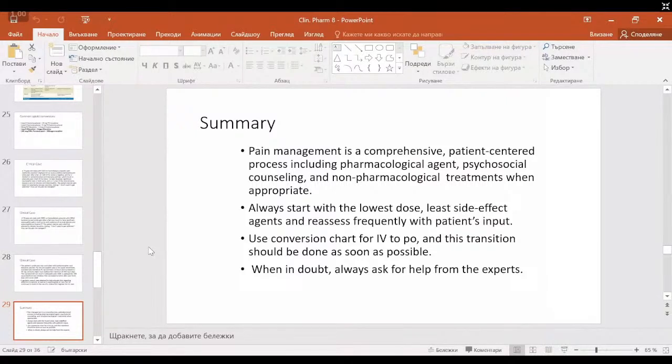That being said, we should conclude that pain management is comprehensive and patient-centered. So it's not a decision that you take only on your own. You should always inform your patient of your strategy. And also, you should try to listen to your patient's wishes. What kind of adverse effects should the patient expect? These are also things that sometimes patients really value, and that's why you need to know how to talk to them and how to explain to them the pluses and minuses of each therapy, or the pros and cons of each therapeutic strategy.